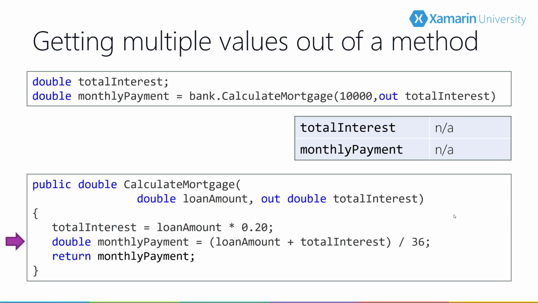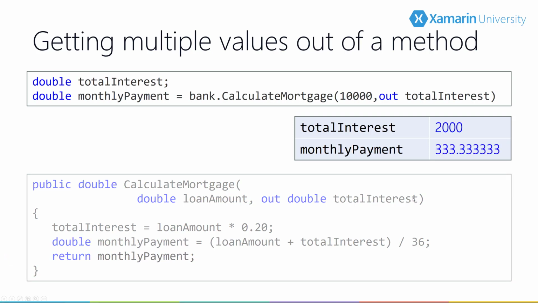So I assign it a value, and then when this method returns back to the caller, notice how total interest up here now has a value, and so does monthly payment, because the monthly payment came from the return type. So I essentially returned two pieces of information here.